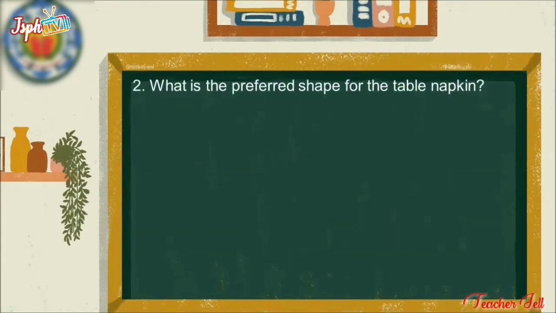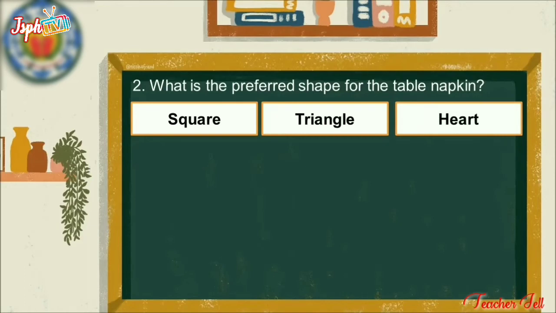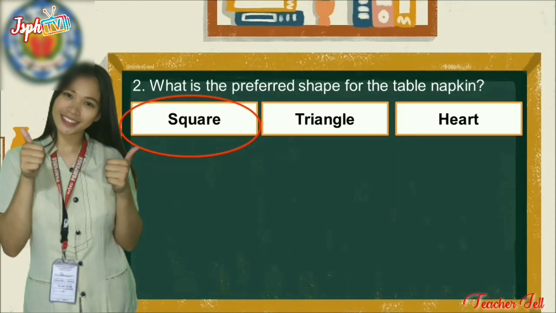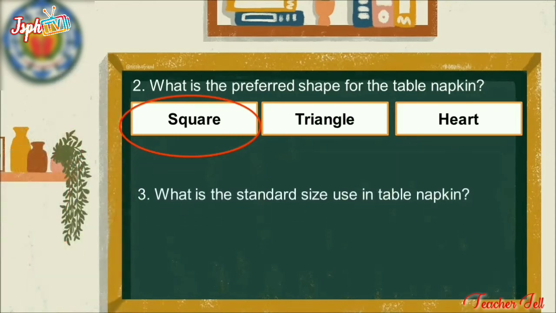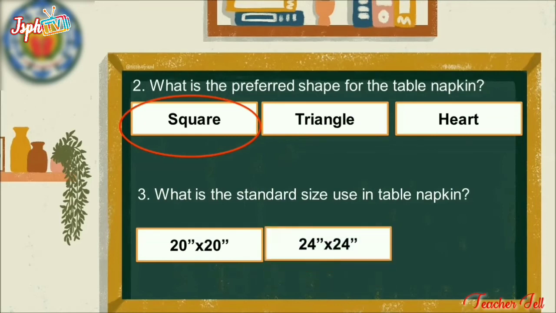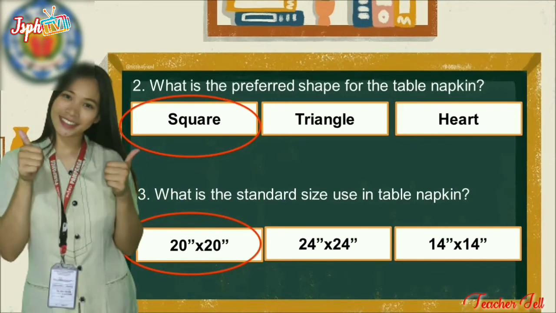Number 2. What is the preferred shape for the table napkin? Square, triangle, or heart? Okay, square is the preferred shape for the table napkin, or the rectangle. Next, number 3. What is the standard size used in table napkin? 20 inches by 20 inches, 24 inches by 24 inches, or 14 inches by 14 inches? Okay, the answer is 20 inches by 20 inches, the standard size for table napkin.